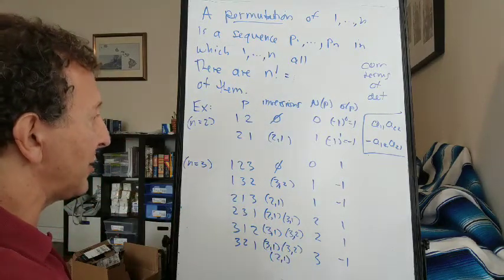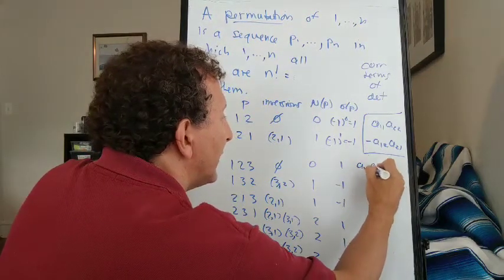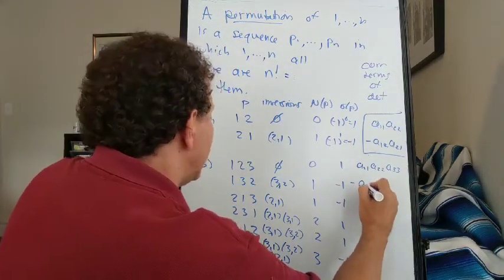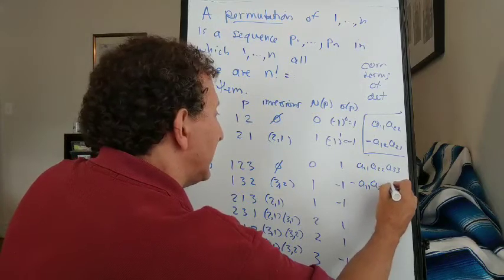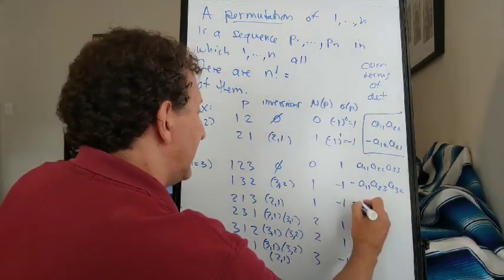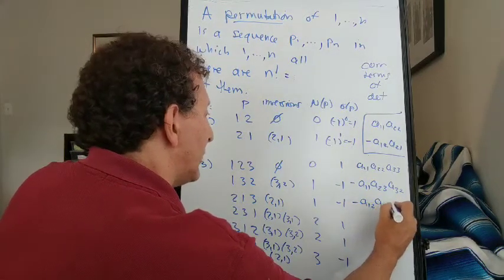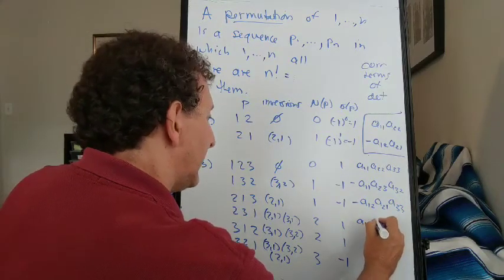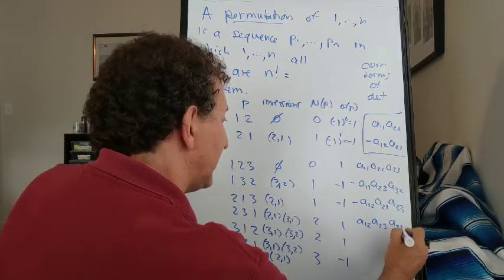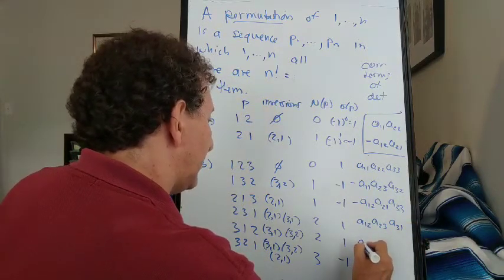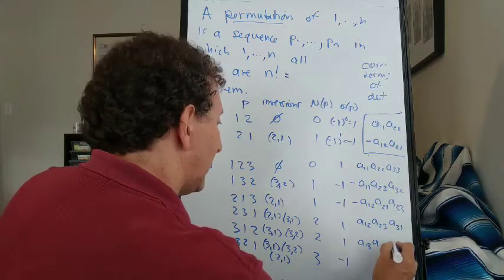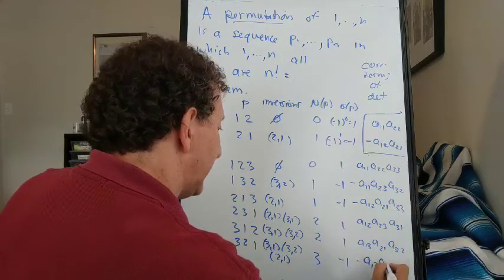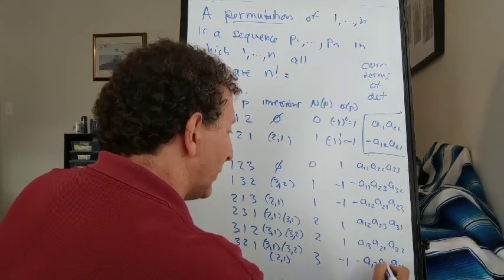So then the 6 terms of the determinant are A11, A22, A33, negative A11, A23, A32, negative A12, A21, A33, positive A12, A23, A31, positive A13, A21, A32, and negative A13, A22, A31.